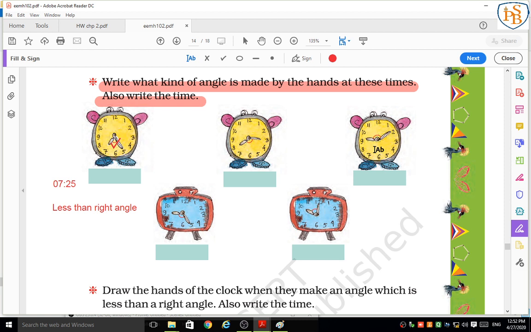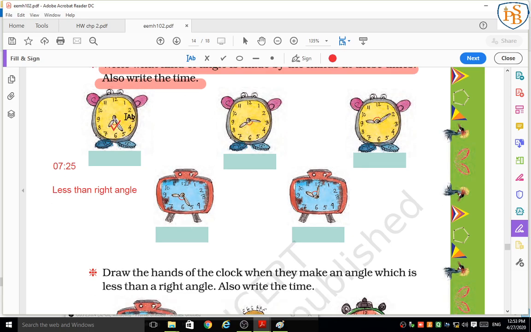What is the time over here? 9:10. Again the angle is more than a right angle. Very good. And at 10 o'clock, it's less than 90 degrees. If we see the baseline on number 10 and this minute hand goes on number 12, then it shows less than 90 degrees, less than a right angle. Very good. And the time is what? 10 o'clock. Here the time is 9:25, and the angle is more than a right angle.